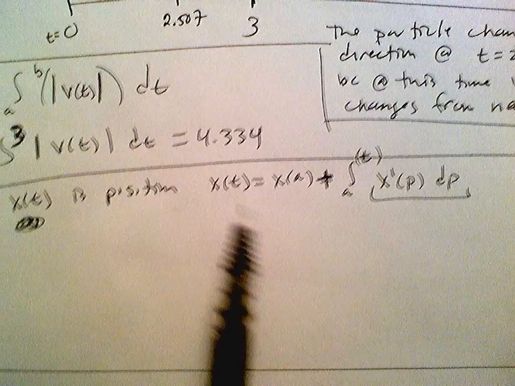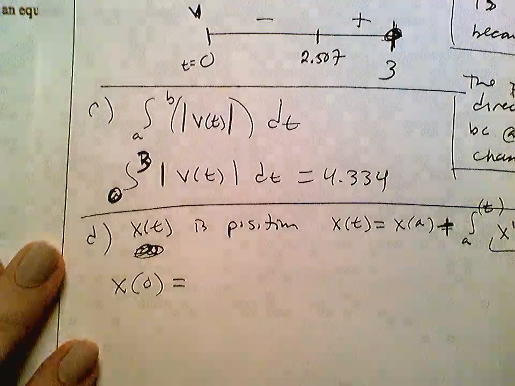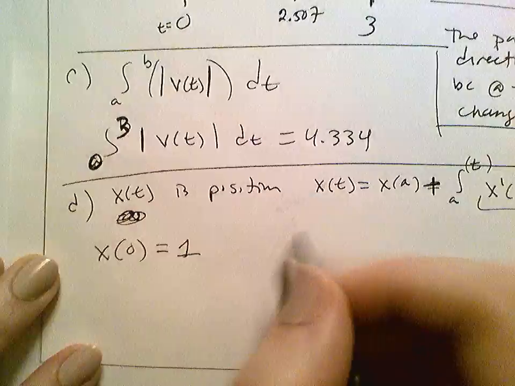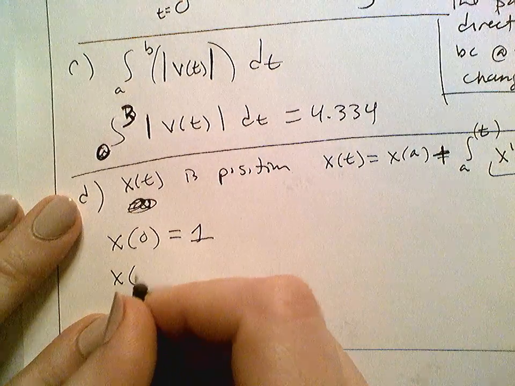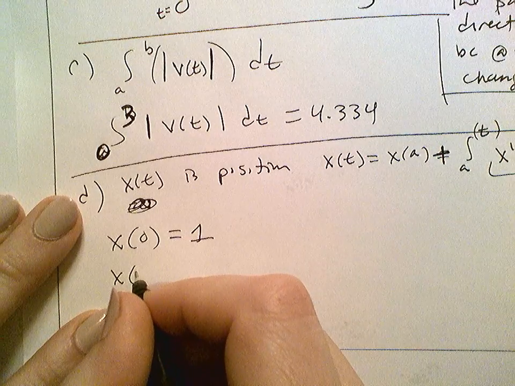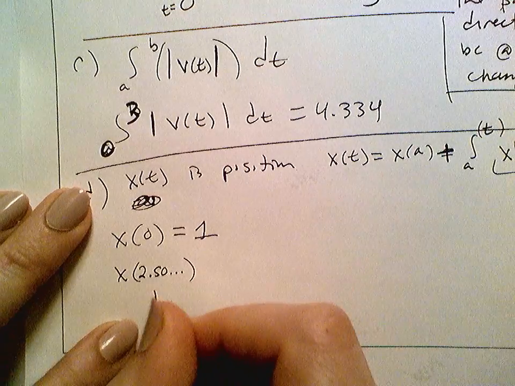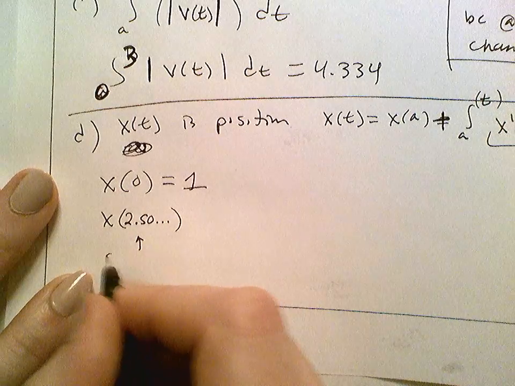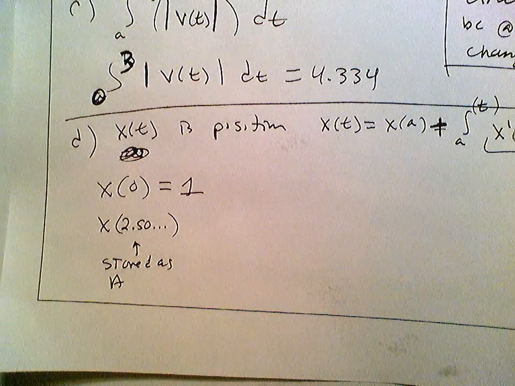And I'll use this function. If you didn't write this down to begin with, that's okay, guys. If you do know how to do what I'm about to do, you're good. All right, so x of 0, they told us that was 1. At the very beginning I wrote it down. Now I want x of 2.50 and so on, and I'll tell my reader that this is stored as A in my calculator.